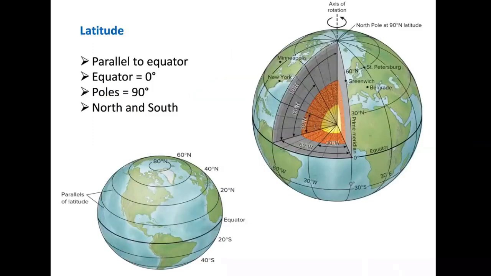Latitude is the distance north and south of the equator, measured as an angle in degrees from the center of the Earth. Latitude begins at the equator and extends to the North Pole at 90 degrees north and to the South Pole, 90 degrees south.